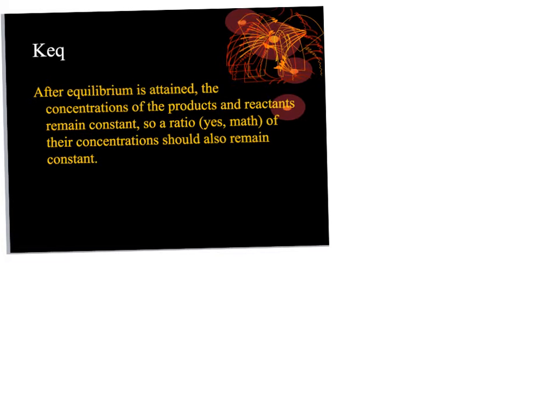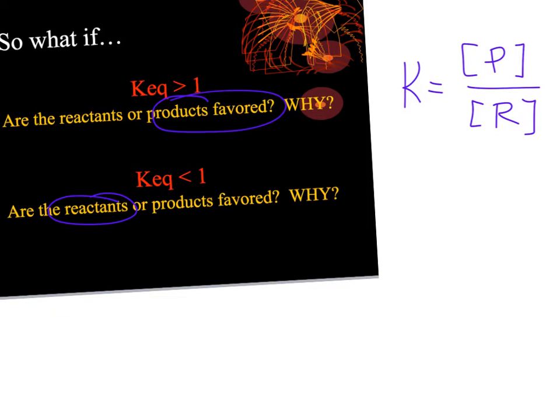So after equilibrium is attained, the concentrations of the products and reactants remain constant. So a ratio of their concentrations should also remain constant. I don't really need you guys to write that. Do you guys understand what it's saying? Things kind of just hit this constant thing, and that's your equilibrium.